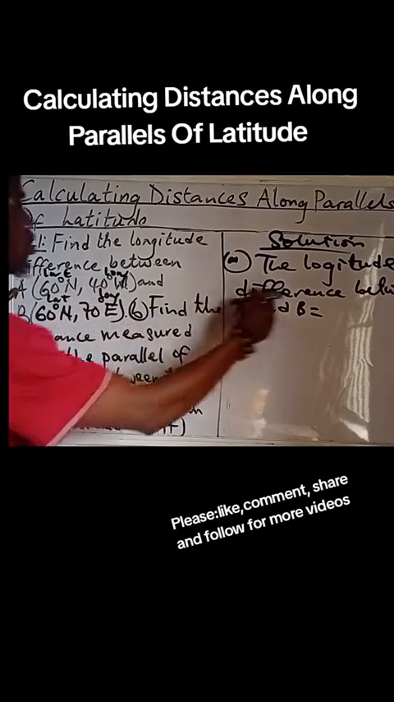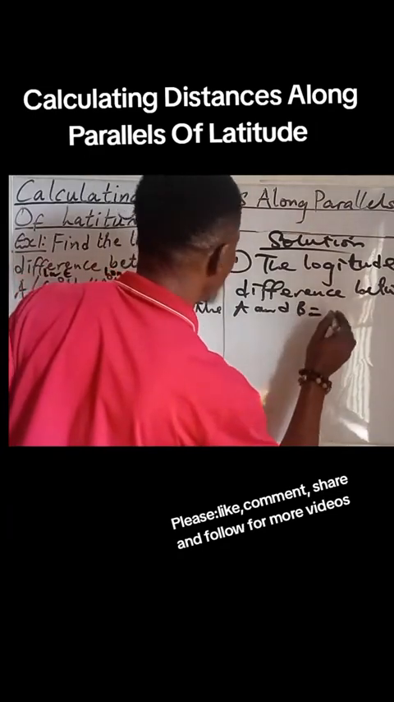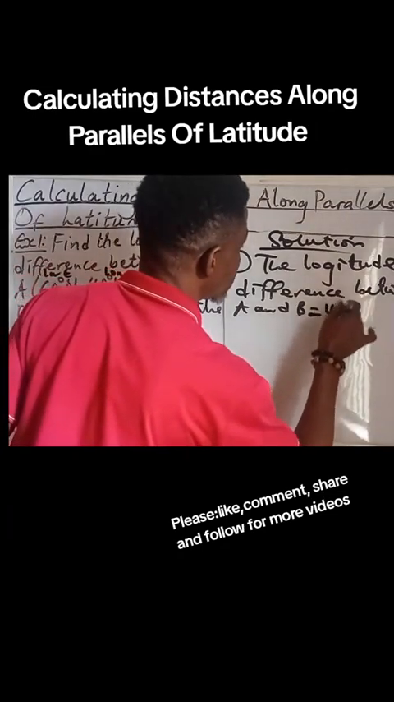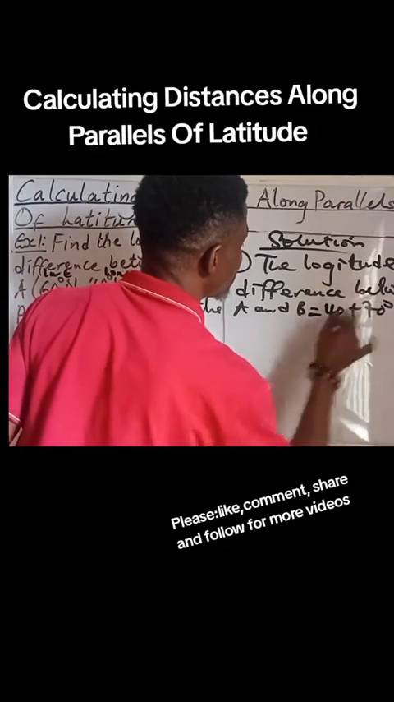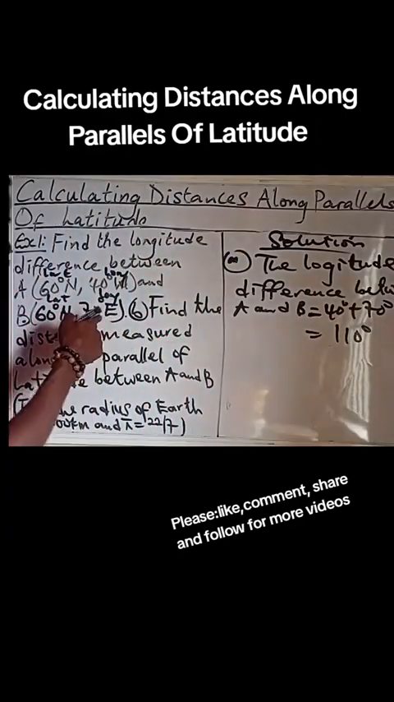Okay, now how to find the longitude difference? You discover that the longitudes are on the opposite sides. Are you getting it? So when they are on the opposite sides, you add them together, which is 40 plus 70 degrees, which will give you 110 degrees. So that is the longitude difference.